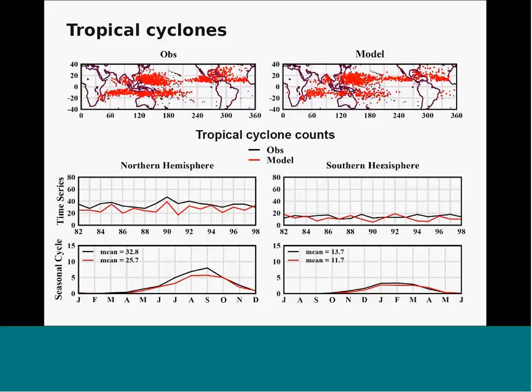This slide shows a snapshot of the tropical cyclone climatology in the CM4 prototype compared to observation. The top panels here show tropical cyclone location, and the bottom panels show a seasonal cycle for the northern hemisphere and mean number, and for the southern hemisphere. So overall, you see that the model does a fairly good job at representing both the distribution and the number of tropical cyclones. It probably underestimates the number a little bit, especially in the northern hemisphere, but this is quite encouraging.